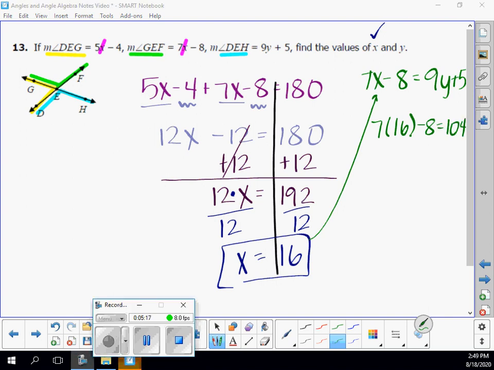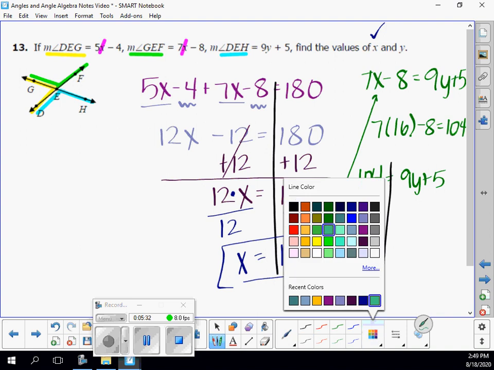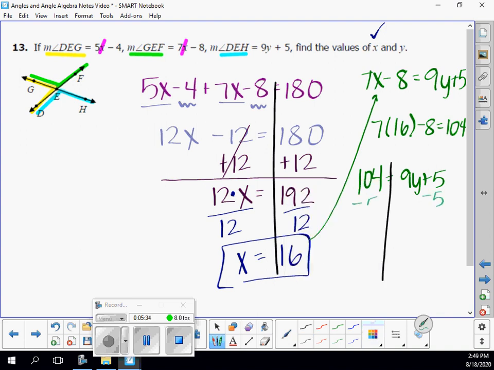And that amount is 104. So I can take 104, set it equal to 9y plus 5. Again, because those are vertical angles. Vertical angles are across from each other. Build your wall. There's no combining like terms, but I do need to get my numbers together. So minus 5.